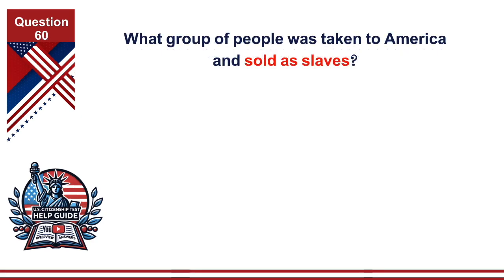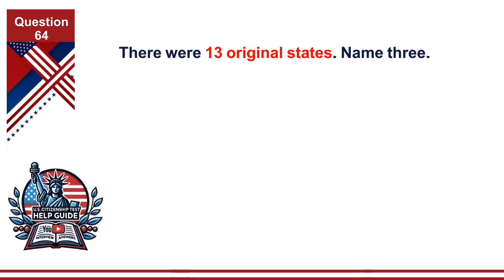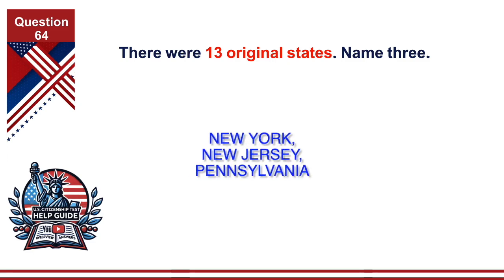What group of people was taken to America and sold as slaves? Africans. Name one U.S. territory. Guam. There were 13 original states. Name 3. New York, New Jersey, and Pennsylvania.